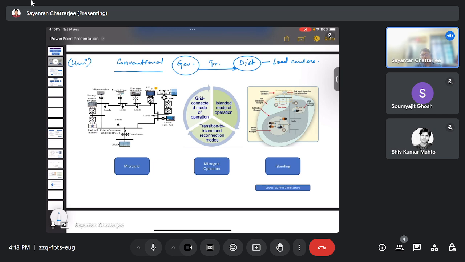Here we have the load centers. Previously it was mostly utility centric, meaning whatever the utility wanted had to be transmitted, and that had to be taken by the consumers. And if the utility did not have sufficient or surplus generation to cater to deviations or sudden abrupt load changes, then we faced frequent shutdowns, power cuts, and power failures.